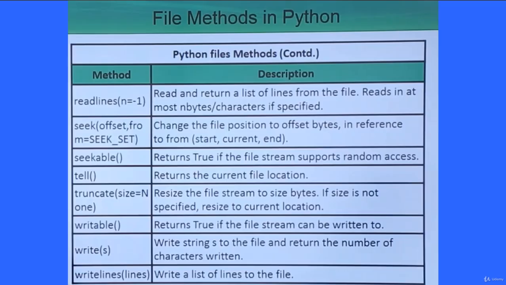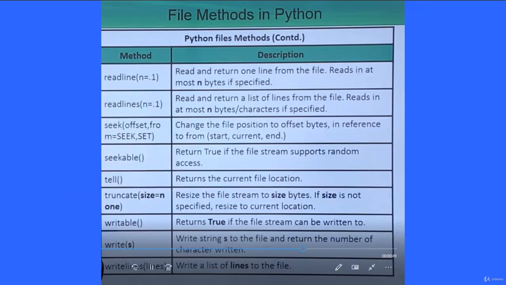Resize the file stream to size bytes, and if the size is not specified, resize to the current location. We have writable, which returns true if the file stream can be written to. In this way you have different methods. You can pause the video and go through them, and obviously we shall write some code on them. Here you see, previously we had readlines with n equal to -1, but here n is equal to 0.1. So what are the respective changes?